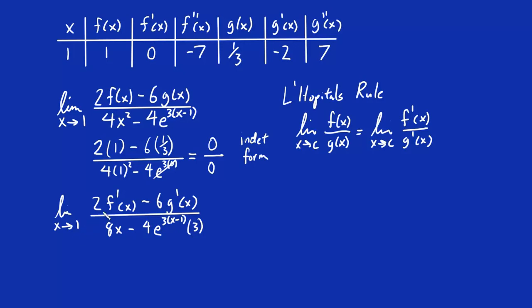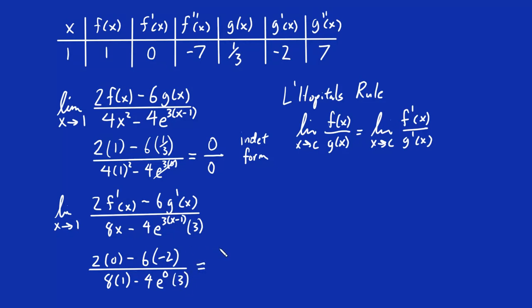So we do the same thing again. We substitute 1 everywhere, and we get 2 times f prime as a function of 1. So f prime of 1 gives us 0, so this is 2 times 0, minus 6 times g prime as a function of 1. Looking here, that gives us -2, because g prime, where x is equal to 1, is -2, so that's 6 times -2. And then we put that over 8 times 1 minus 4 times e, and again, this is just e to the 0th power, because 1 minus 1 is 0, times 3.